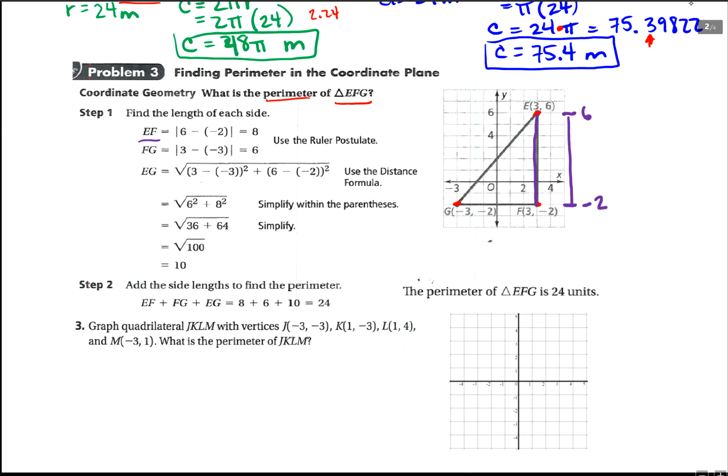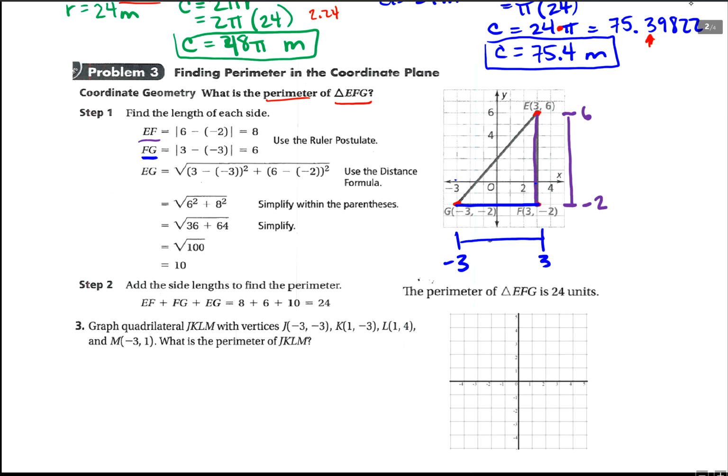And then I do the same thing here for segment FG. That is a horizontal line, so it's just a number line. I'm going from here to here, so I want my coordinates. This is 3 on the x-axis. This is -3 on the x-axis. I just do 3 minus -3, and that's 6 units long.